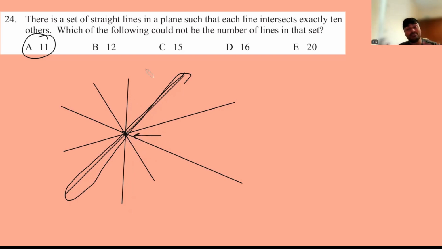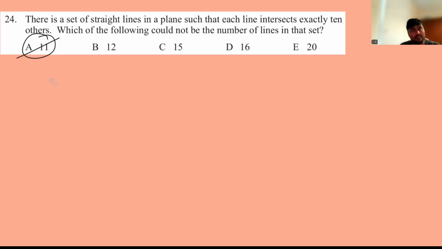And so 11 is possible. It is possible to draw 11 lines such that every single line intersects 10 other lines. So the answer can't be A. Okay, cool. Let me get rid of that drawing.